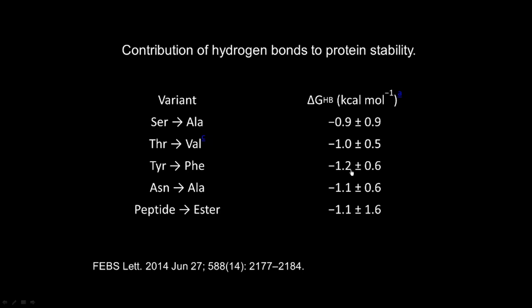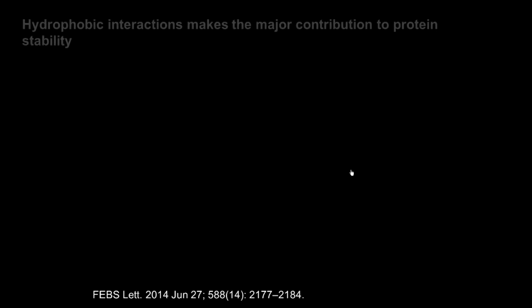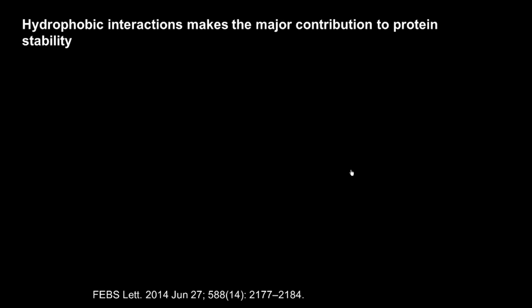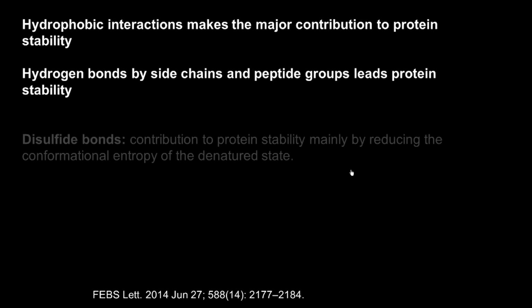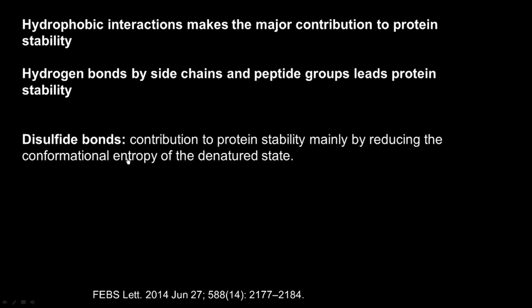So hydrophobic interactions make the major contribution to protein stability. Like I said, interiors are tightly packed and all the hydrophobic regions are inside. The hydrophilic regions, which interact with water, are outside. Hydrogen bonds by side chains and peptide groups lead to protein stability, of course. Disulfide bonds also contribute to protein stability, mainly by reducing the conformational entropy of the denatured state. So it prevents changes in the conformation of the protein. That's the disulfide bond.